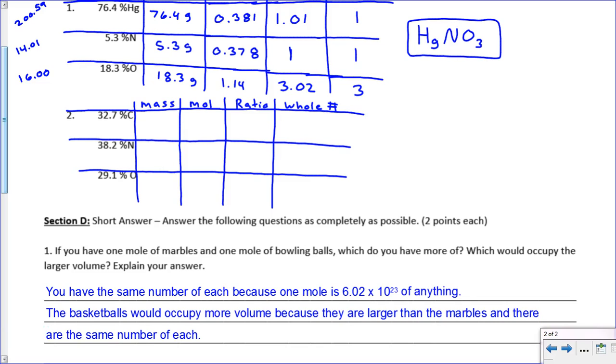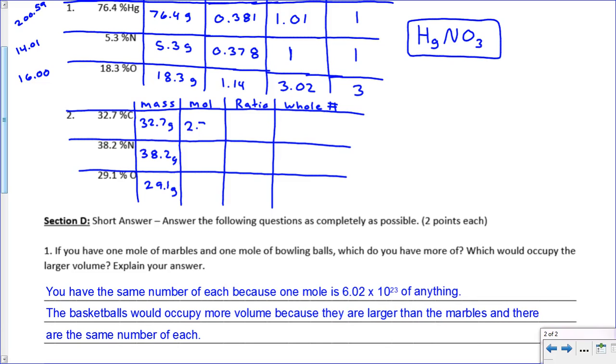To get to mass, again, you just copy the number right over. So we've got 32.7 grams and 38.2 grams and 29.1 grams. Then as a reminder, the way that we get from mass to moles is by dividing by the molar mass of each element. So 32.7 divided by 12.01 is going to give us 2.72.